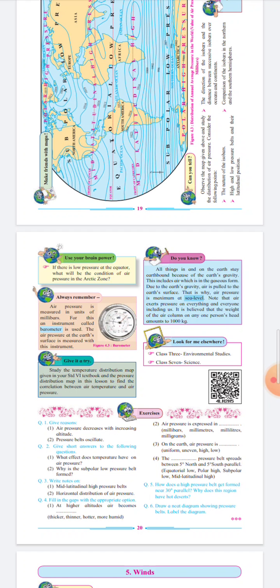That is why air pressure is maximum at sea level. Note that air has weight, hence air exerts pressure on everything and everyone, including us. It is believed that the weight of the air column on any one person's head amounts to 1000 kg. मतलब हम सब के सर के ऊपर कितना एयर प्रेशर है? 1000 kg. Okay, students, so we have studied about air pressure, lesson number 4.